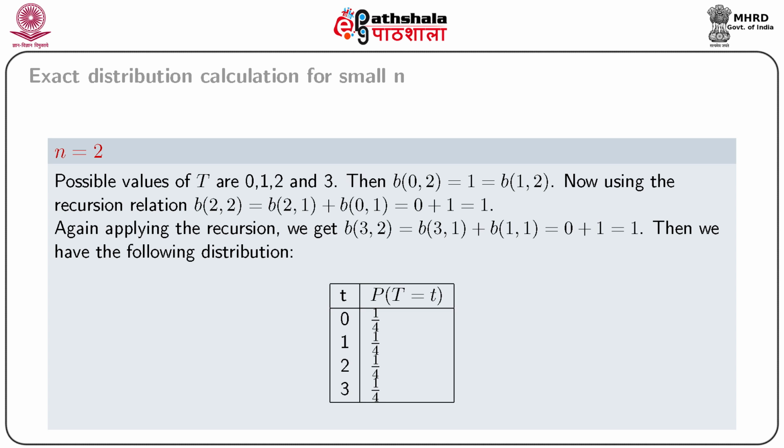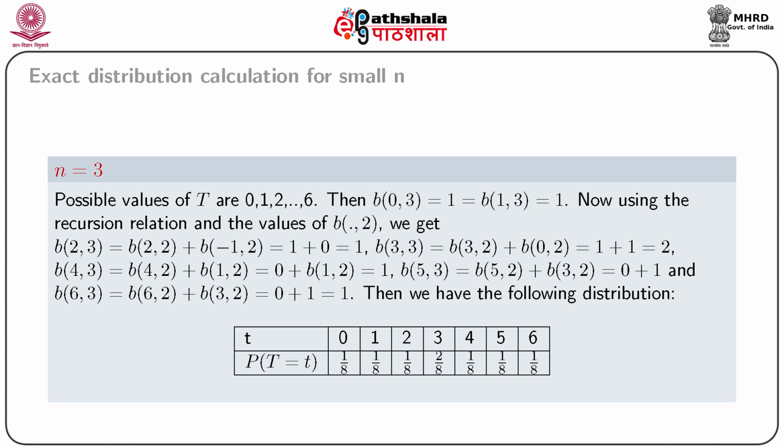Again, applying the recursion relation, we get B32 equal to B31 plus B11. Again, B31 is 0, as getting 3 with n equal to 1 is not possible. However, B11 equals unity. Thus, B32 equal to 1. Hence, each value of t occurs with equal probability 1 by 4. Next, consider n equal to 3. Then, using the recursion, the distribution can be obtained. However, we skip the details.